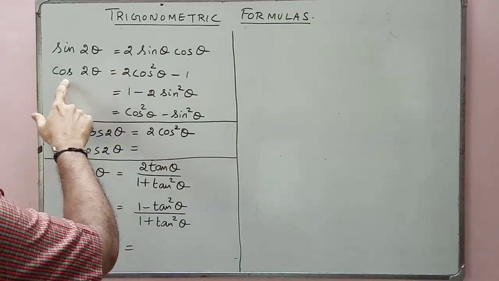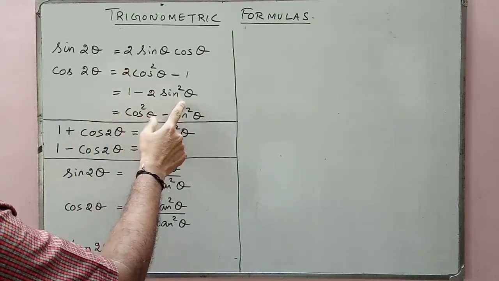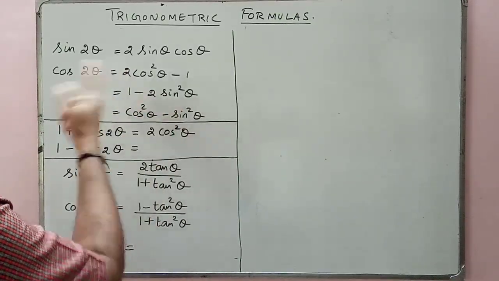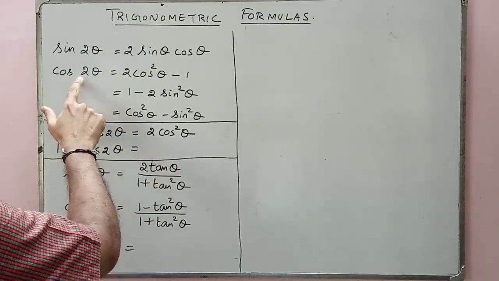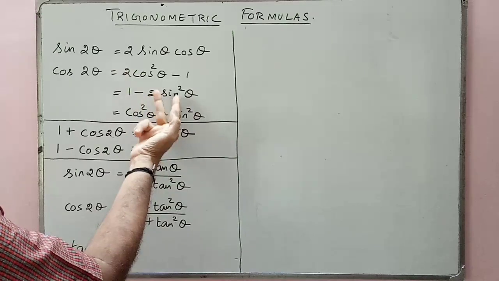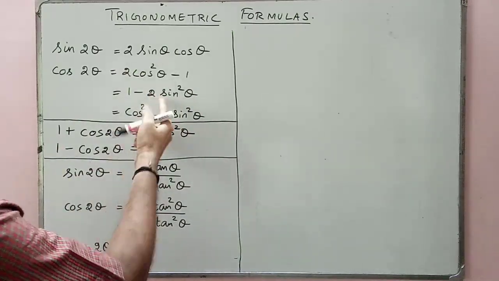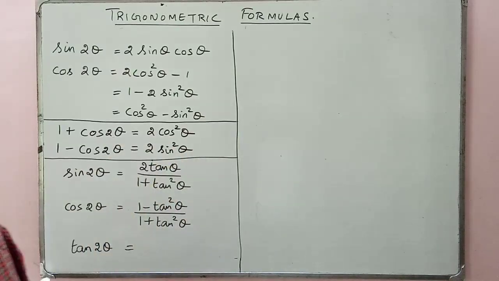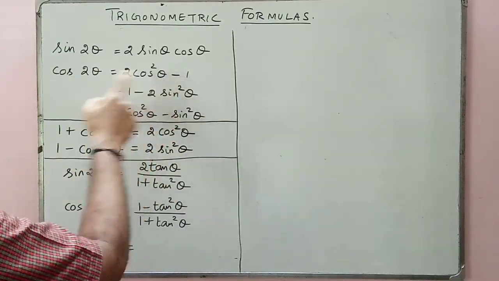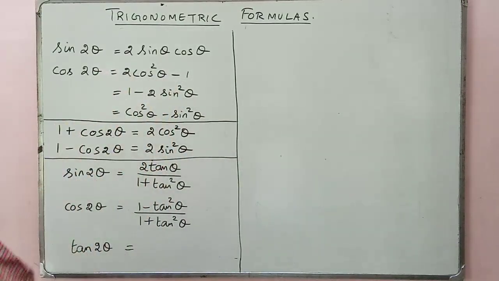Similarly, here we have cos 2 theta equal to 1 minus 2 sin square theta. So I am going to move 2 sin square on the other side, cos 2 theta on the other side. I will get 1 minus cos 2 theta. I moved cos 2 theta on the other side, 2 sin square moved on the other side. This becomes positive. So you have 2 sin square theta. So we can get two formulas from this, 1 plus cos 2 theta, 1 minus cos 2 theta, because these two formulas are required for us.